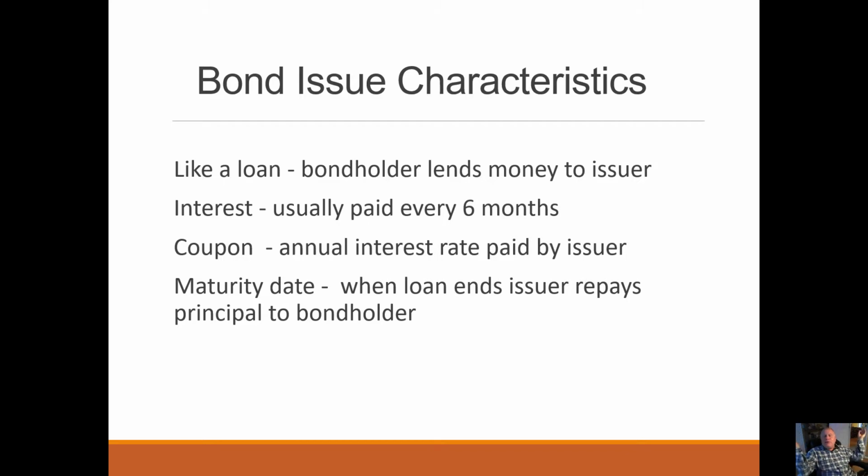Bond issue characteristics, they're like a loan. Bondholder lends money to the issuer. Interest is usually paid every 6 months. Coupon, annual interest rate paid by the issuer, may not be what the yield to maturity is when you buy a bond. A bond maturity is when the loan pays and the issue comes to the maturity, and the bond issuer pays the principal back to the bond holder. The bonds do not generally have any principal repayments until the due dates.